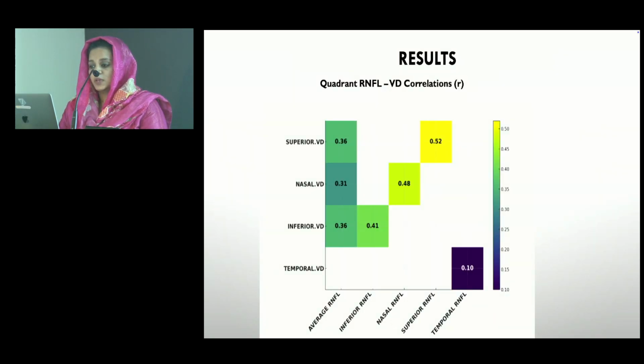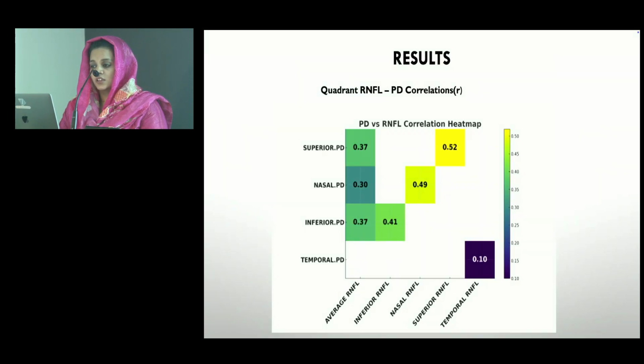And this is the heat map figure showing the correlation between quadrant RNFL and vessel density. Here we can see that the superior RNFL thickness showed the most significant correlation with the corresponding superior vessel density. Inferior RNFL and nasal RNFL are also significant, but superior was the most significant. And this is a heat map figure showing the relation between quadrant RNFL and perfusion density. Here also we can see that the superior RNFL and superior perfusion density were most correlated.